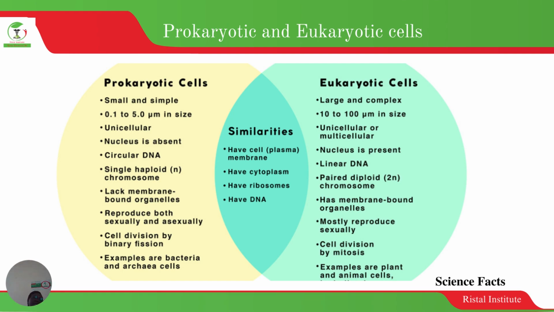However, there are similarities between the prokaryotic cells and the eukaryotic cells. Some of these similarities include the following. You will find that all the prokaryotic and eukaryotic cells have a cell plasma membrane. Both of them have a cytoplasm. Both have ribosomes. Then both of them have DNA, that is, deoxyribonucleic acid.